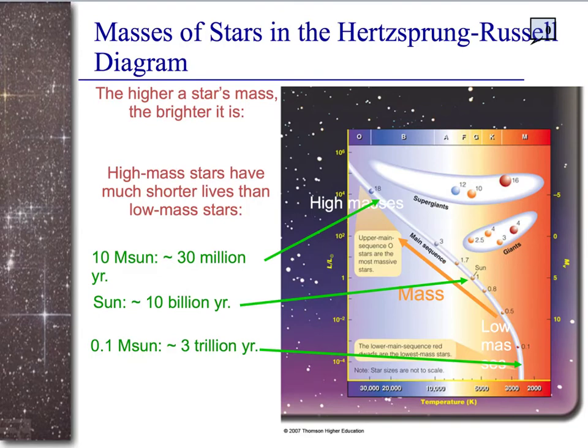So mass is the main determining factor of where a star falls along this main sequence. So the main sequence is where stars are happily burning hydrogen fusion, fusing together to form helium, and they spend about 90% of their life doing that.